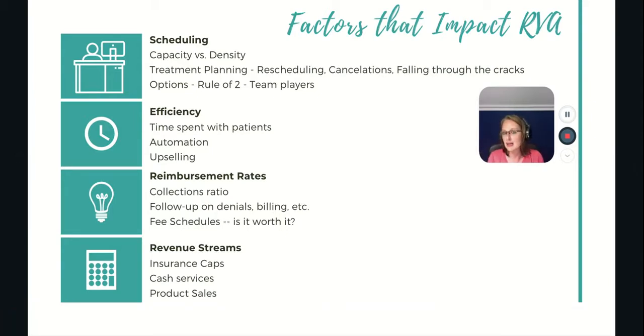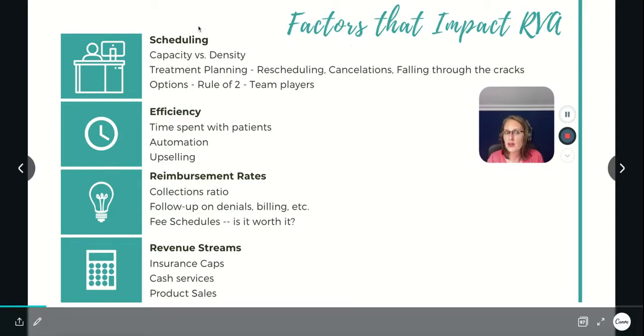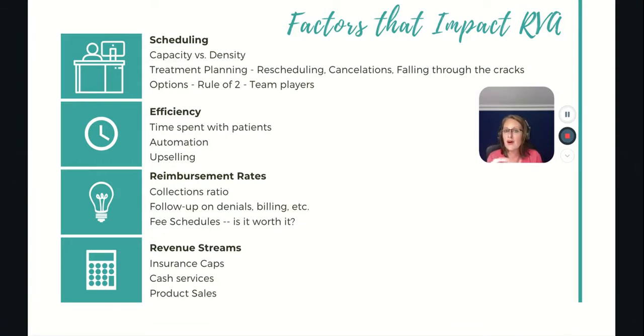So, things that are going to impact that RVA. Obviously, you have 2 factors, simple division here, so things can be affecting either one of those. When you think about your volume, think about scheduling. What is your capacity? Looking at your schedule, how many patients do you see per hour, and how dense is that schedule? What's the capacity of all of your providers in your office, and how dense is their schedule? You can find these numbers if you look hard enough, or if you need some help, I can help you out with that. Also think about treatment planning.